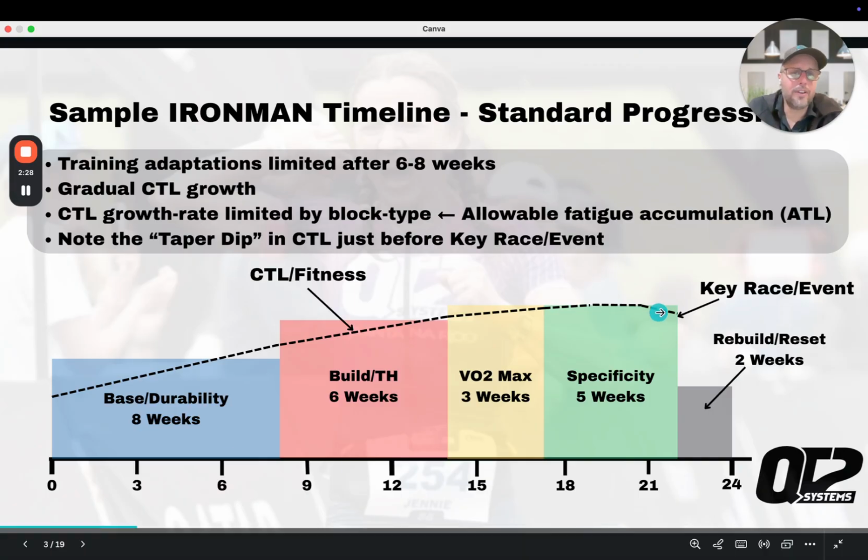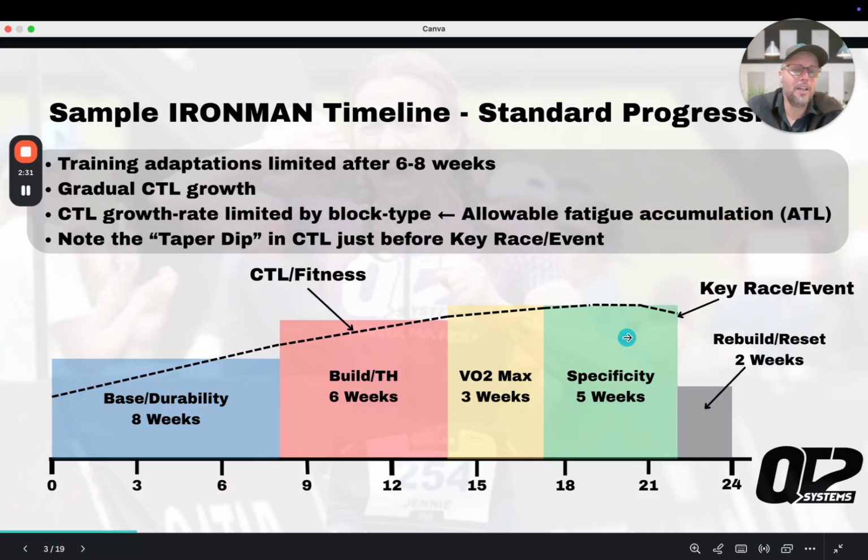And also, the taper dip: during a specificity block, we're typically done building fitness for the most part. And during that time, we are all about developing the fitness that we have in as race specific a way as possible. So to that end, we flatten out our fitness growth, and we give a little bit away in order to shed fatigue. So we give a little bit of fitness away in order to gain a lot of access to the fitness.